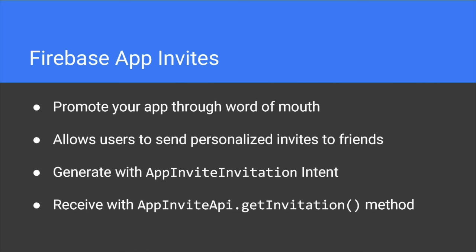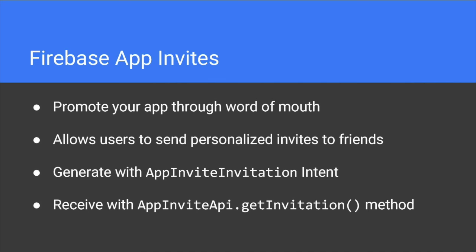Actually getting this going is again not too much work on your part. Generally speaking, you create an app invite invitation intent. You have to include the Firebase repo in your app in your Gradle file, and then you can generate an app invite invitation intent where you specify any personalized info you want to send. Then you send that off with startActivityForResult, and that will open up a dialog which lets you share it with people, which I'll show you in just a second.